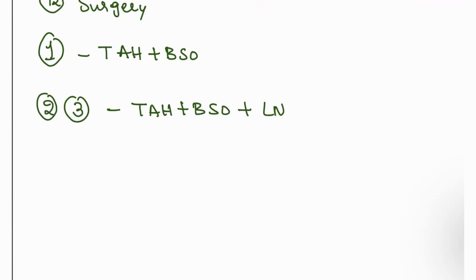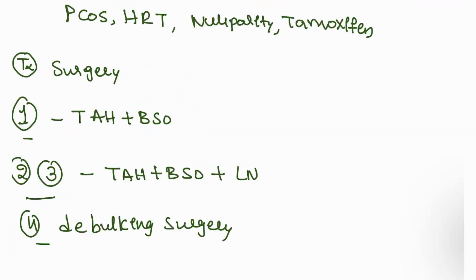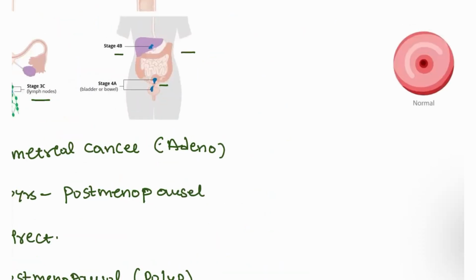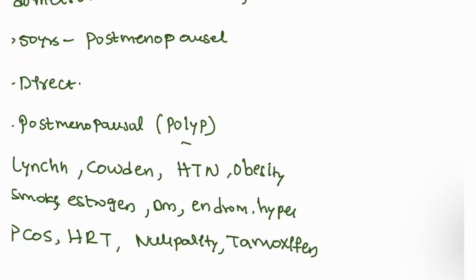Actually, not only for stages 2 and 3, for stage 1 also you have to do the lymph node dissection that is involved. So that's why we are going to proceed for the debulking surgery in the fourth one. This is the first thing. This is the thing that you have to remember.